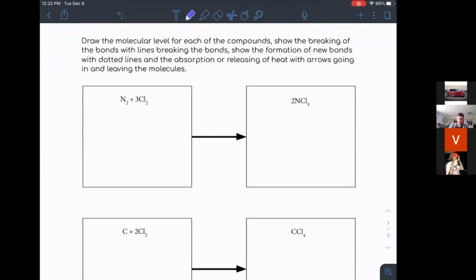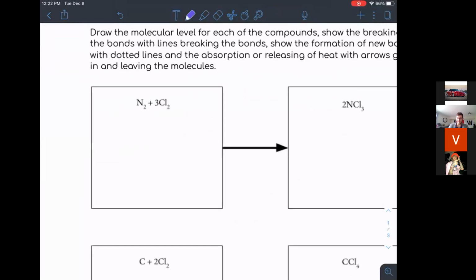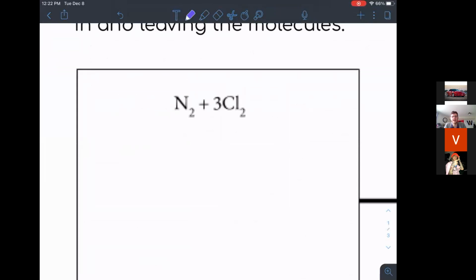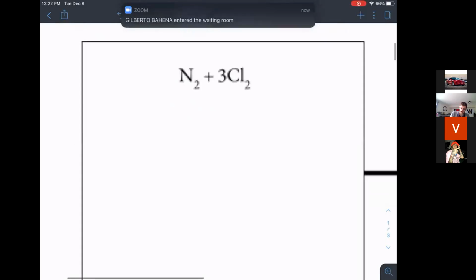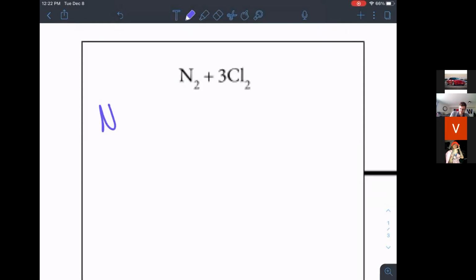So the first thing we need to do for this problem is figure out how to draw the Lewis dot structures of the molecules, and the bonds between those elements. If we look at this first one, we have N2, which means we have two nitrogens. We have a nitrogen and we have a nitrogen.